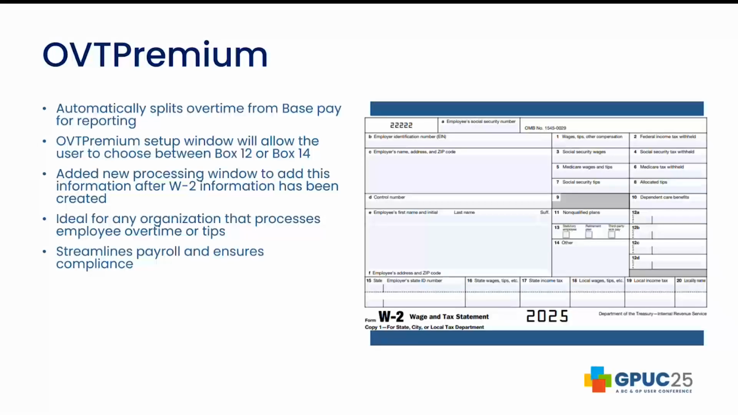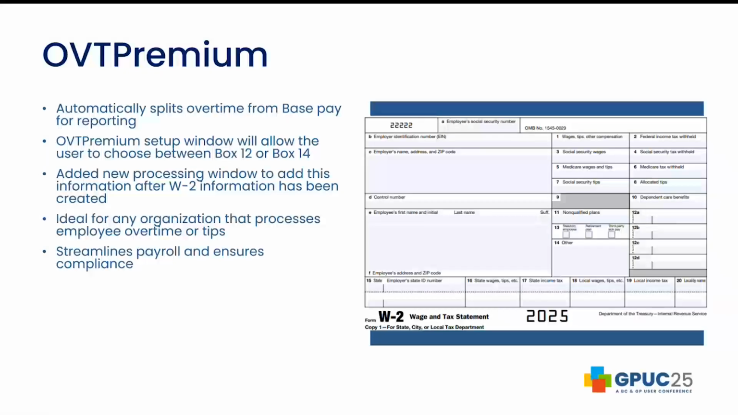And with our tool, you'll get the option of, do I want to have that in the W-2 in box 12 or in box 14? Gives you the flexibility for both the overtime premium piece as well as for your tips, if you want that in box 12 or 14 as well. And that is based all on setup, and we'll show you that here in a few minutes.